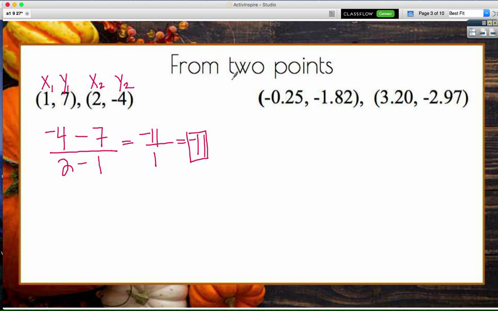All right, once you finish that one, I want you to try the second example on your own. Since they are not whole numbers, you would probably need to utilize your calculator. So set it up, the y2 minus y1 over x2 minus x1, and simplify it as far as you can.